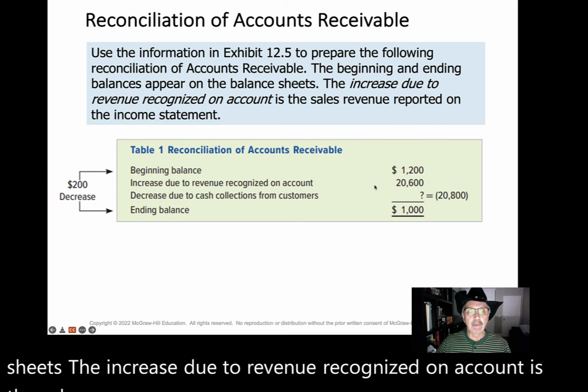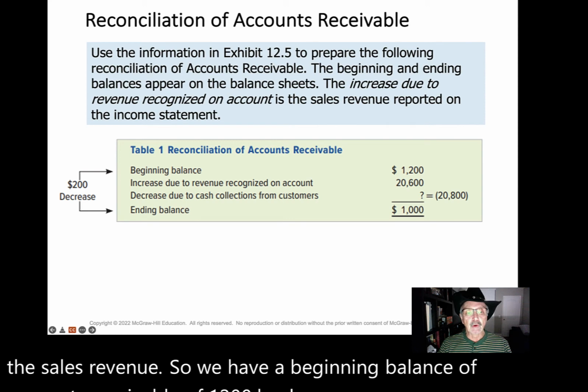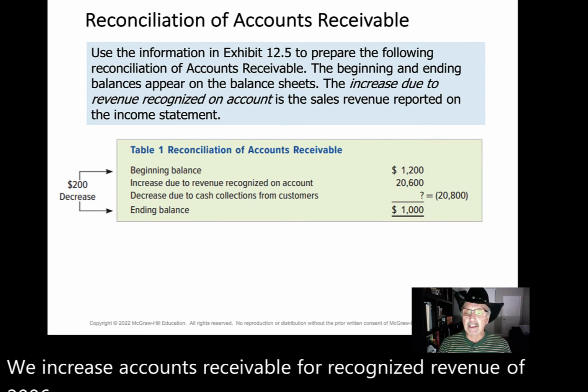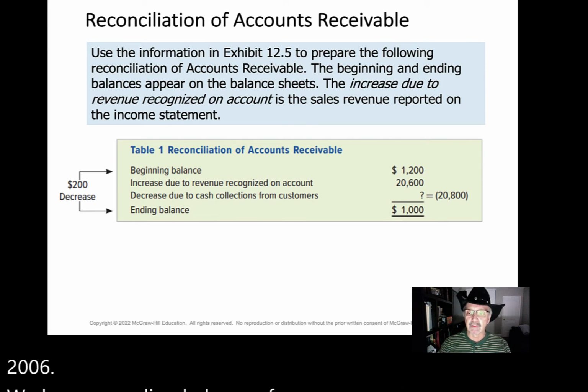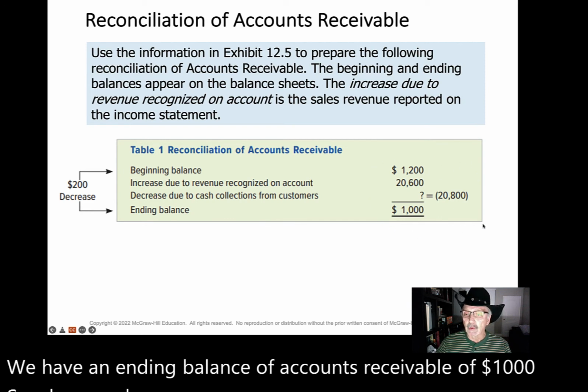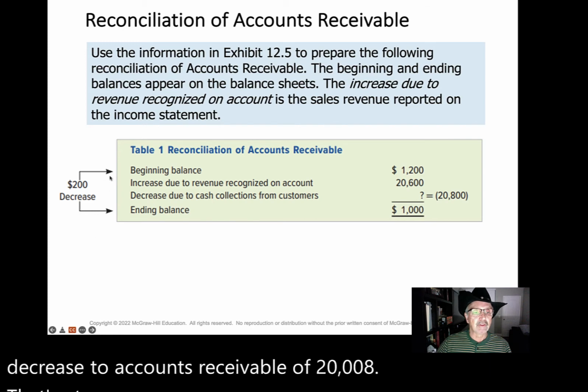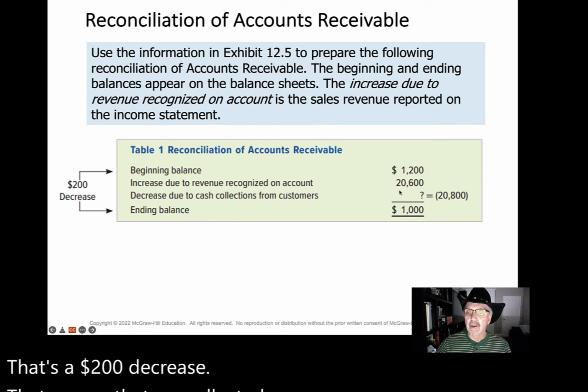So we have a beginning balance of accounts receivable of $1,200. We increase accounts receivable for recognized revenue of $20,000. We have an ending balance of accounts receivable of $1,000. So when we do the math here, what we find is that we collected $20,200. That's a $200 decrease. That means that we collected more cash than we billed for that month.